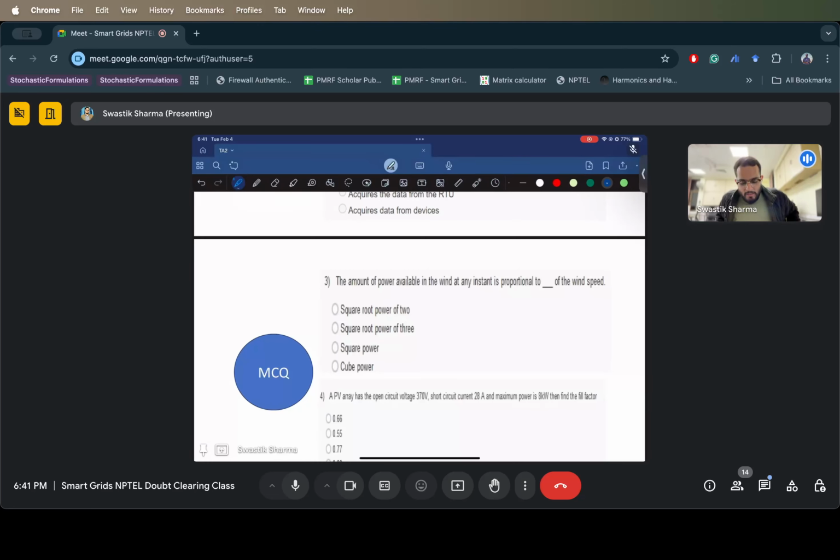The amount of power available in the wind at any instant is proportional to dash of the wind speed. I just covered it, cube, right? Yeah, it's cube power.